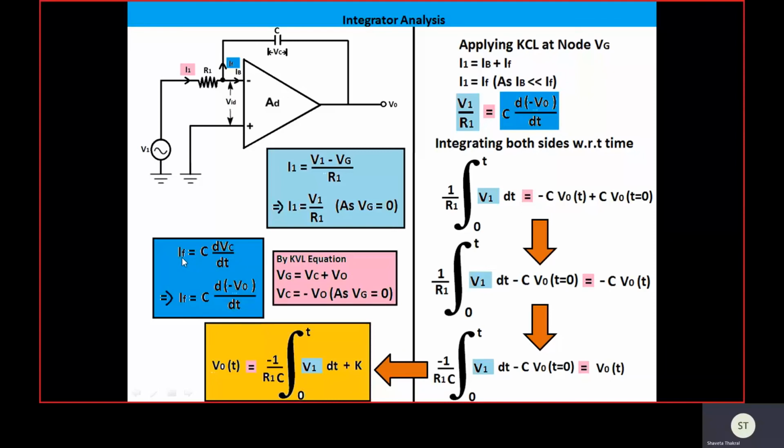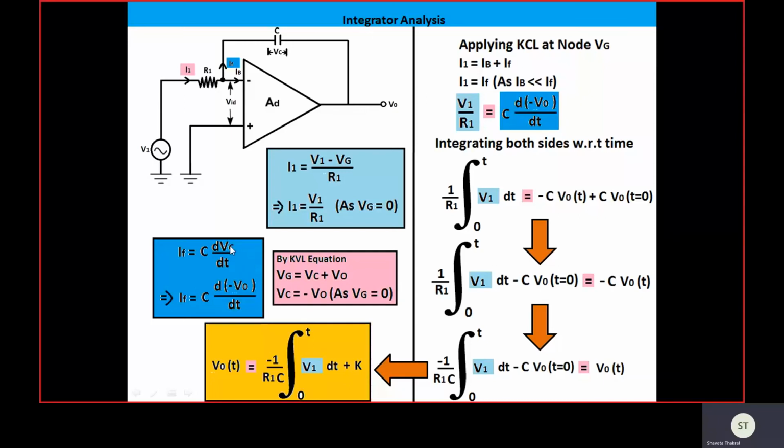So I is nothing but IF, that is equal to this capacitor C into dVc divided by dt, where Vc is the voltage drop across this capacitor. And what is the relation between the Vc and V naught? We can see the relation between this node, this is Vg, Vc and V naught. By the KVL equation we can write Vg as Vc plus V naught, and Vg is the virtual ground node, so voltage at this node will be 0.